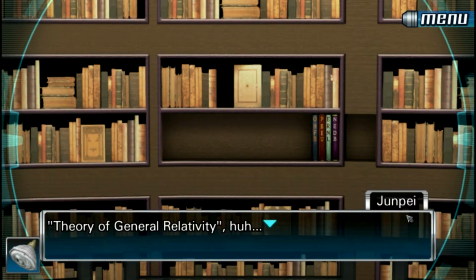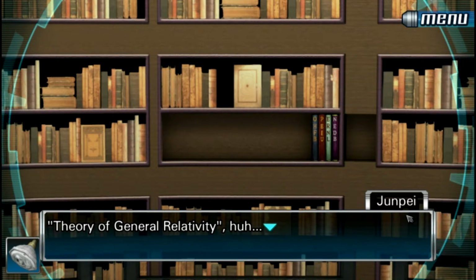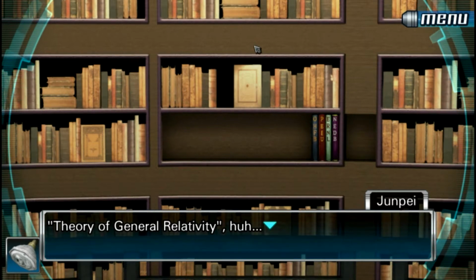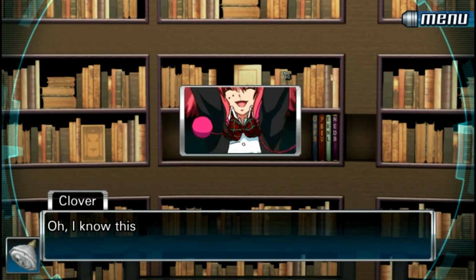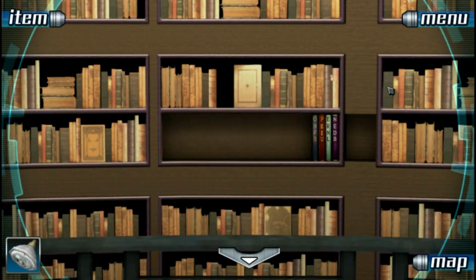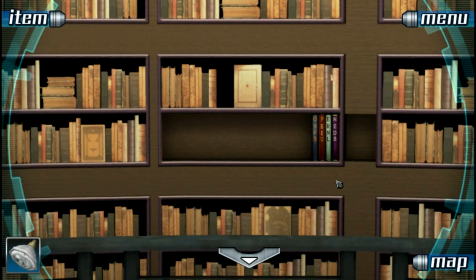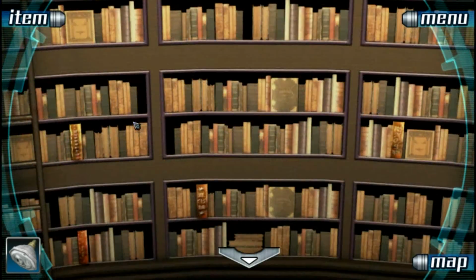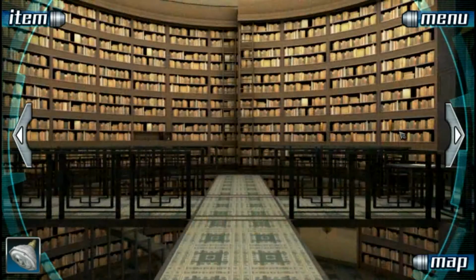What about this? Oh my god, there's quite a lot of stuff here to check. If this section had that many things to check, then... Phew, Theory of General Relativity. Oh, I know this one! That's Einstein, right? Yeah, you're definitely right, Clover. A+. That's really nice, Clover. Okay, so this section will give me that.